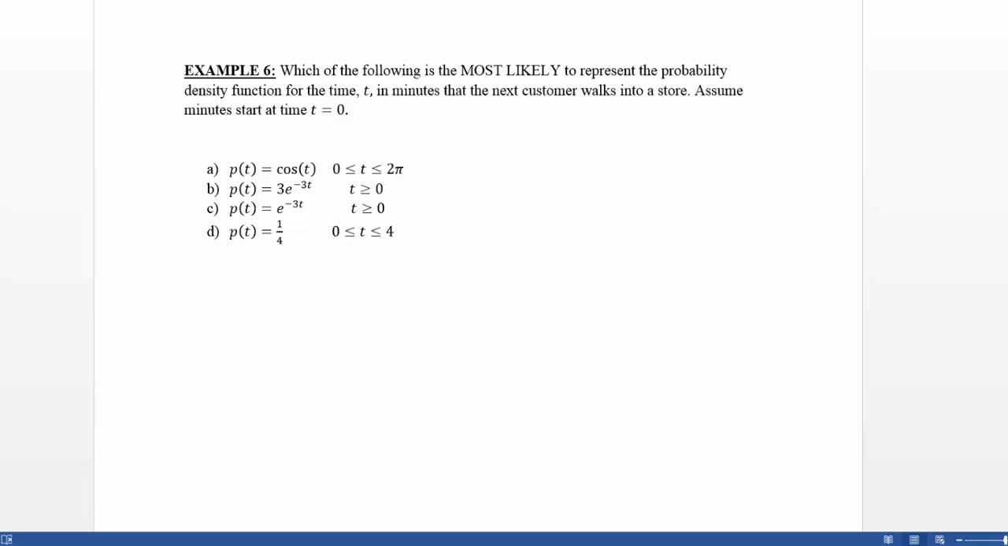First, we need to look at the functions and make sure that they're always positive. Notice that A is cosine of t, and it's defined for 0 to 2 pi. Cosine starts positive, but then it goes below the x-axis before it comes back up. So there are values here that are negative. Therefore, this cannot be our probability density function, because to be a density function, all values would need to be positive. So it's not going to be A.